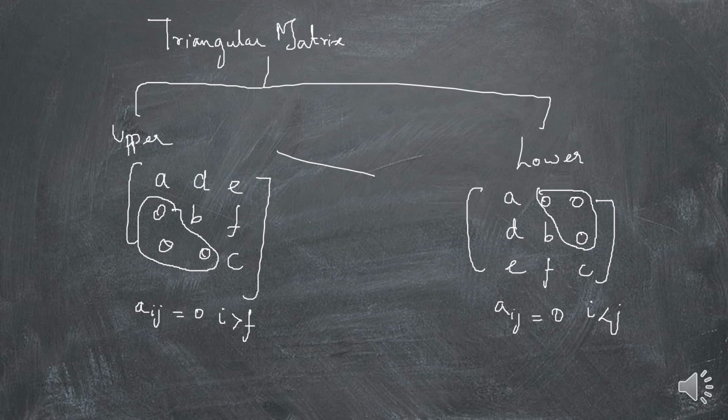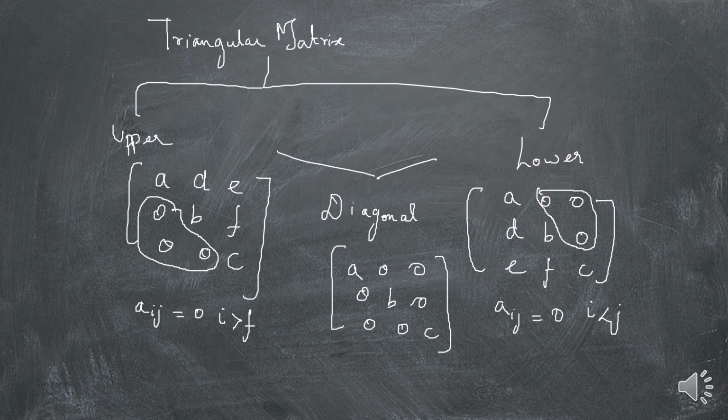Okay, so combining an upper triangular and a lower triangular matrix, you have something called a diagonal matrix. How it looks is A, 0, 0, 0, B, 0, 0, 0, C. So this is how a diagonal matrix looks. Here your Aij will be equal to 0 when i is not equal to j, right? So these are the three different types of triangular matrix. Next is the scalar matrix.